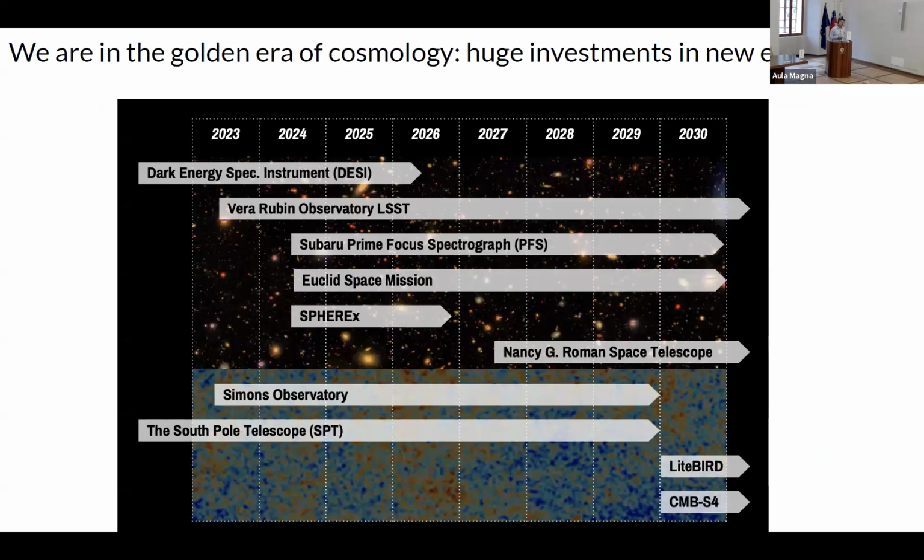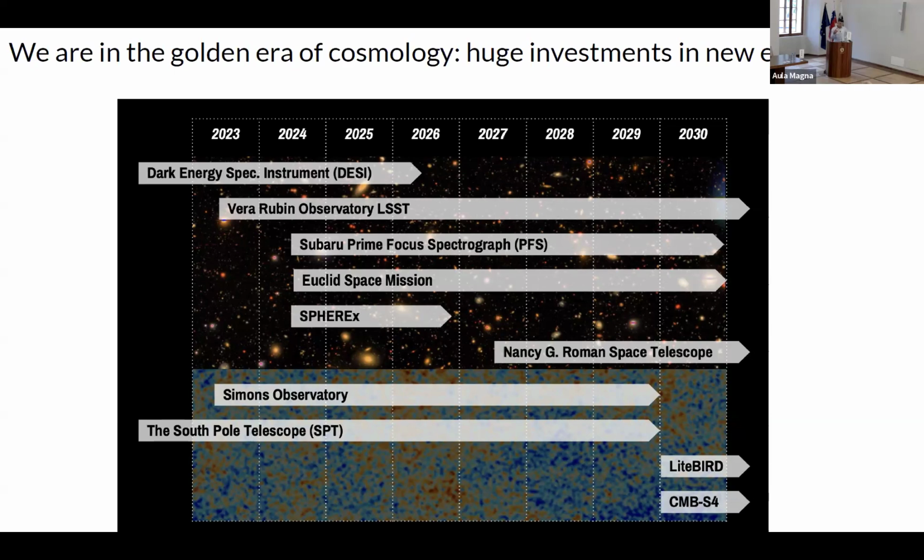Now, fortunately, we will have, and we already have, a lot of data, and a lot of new data are coming along. For example, on the spectroscopy side, DESI is already taking data, and there will be DESI-2, SPEC-5, and so on. So there's a lot of galaxy spectroscopic surveys that are coming online.